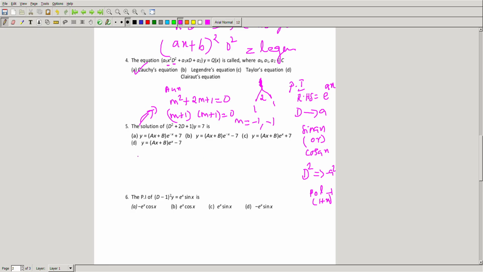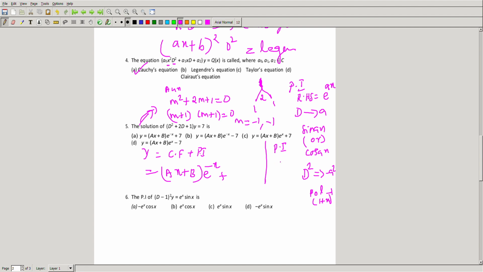So therefore the solution y is equal to CF plus PI, right? Your CF: the roots are real and equal, so (ax plus b) into e power mx. The m value is minus 1, so e power minus x. Now we'll find out the PI. So how to find PI?